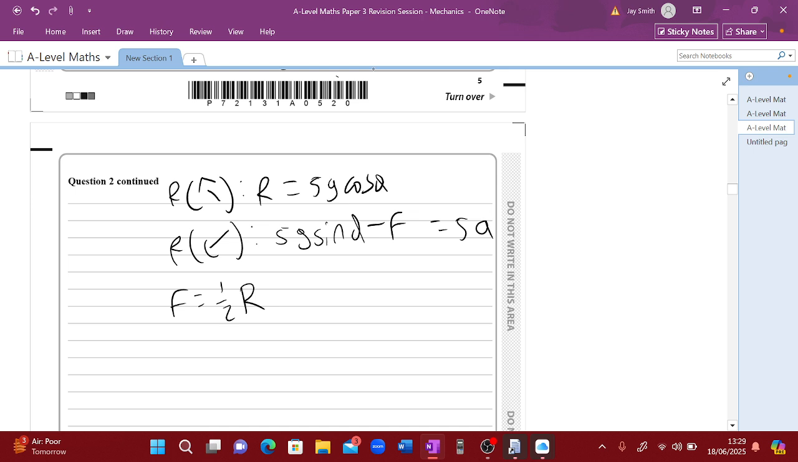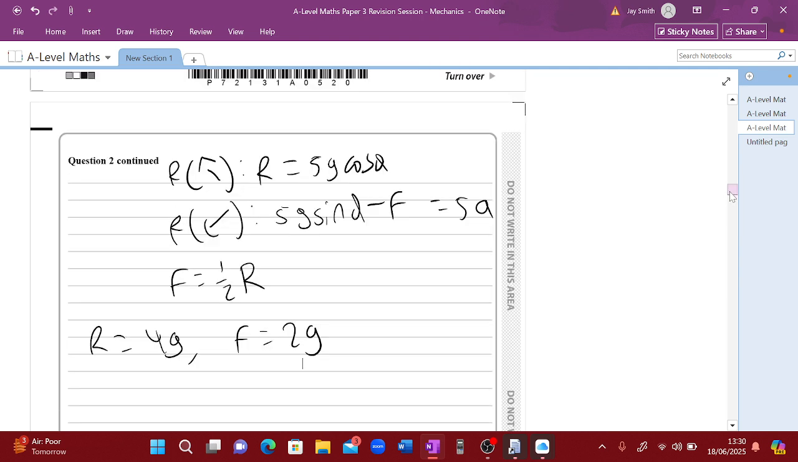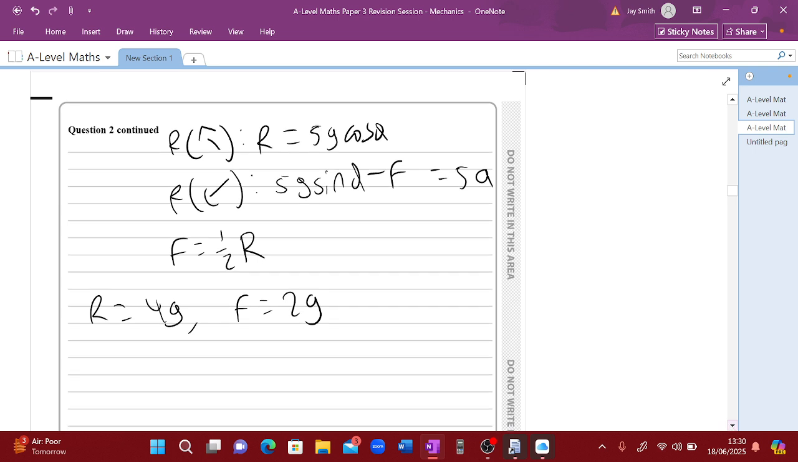So I've got R. This can be computed because we know cos alpha is 4/5. So R is 4/5 of 5g, which is just 4g. Then F is half of that, so it's 2g. Therefore we can compute a. 5g sine alpha, and sine alpha is 3/5, so it's 3g. This 3g minus F of friction, which is minus 2g, is 5a. Therefore 5a is simply g, so a is a fifth of g. And there we are.